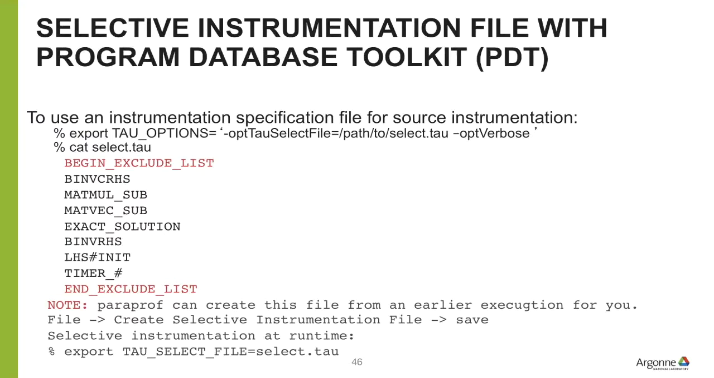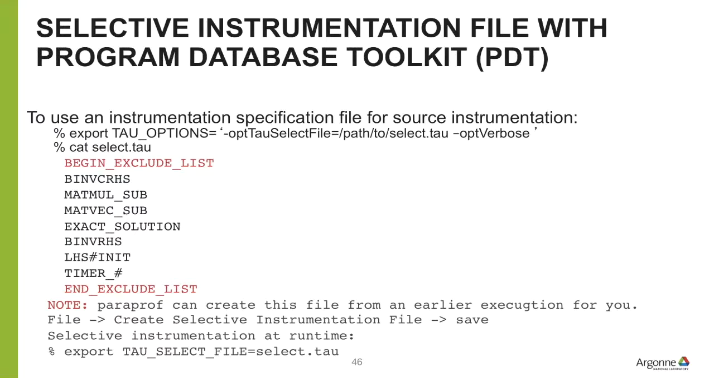Recall that ParaProf can create this for you based on the throttled routines. And typically it includes an exclude list of functions, where you can say, I don't want to instrument all of these functions. And then you can specify this file and recompile your application with PDT using the Tau compiler script. And it will read this file while instrumenting each file, and then it will not add hooks to these functions.